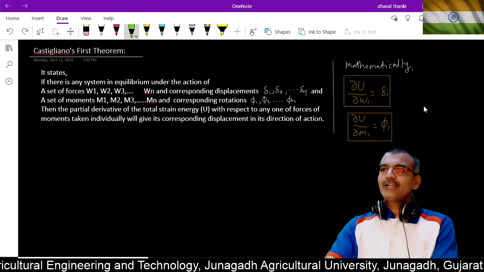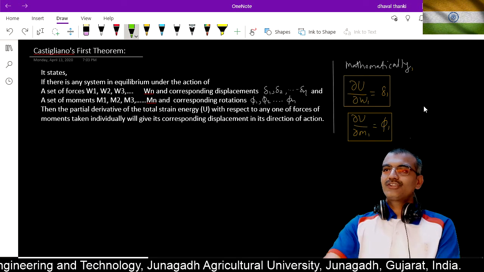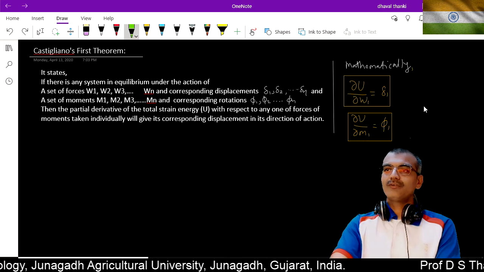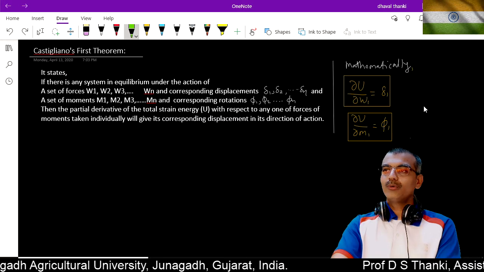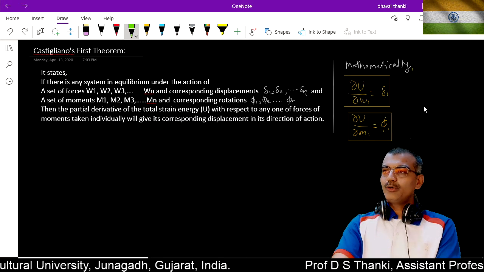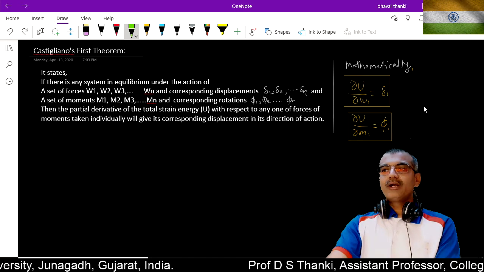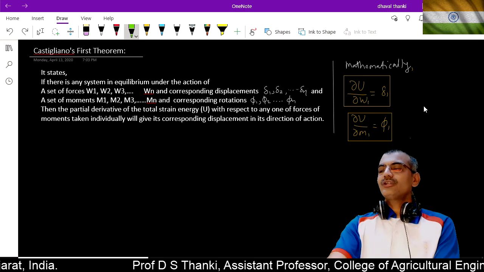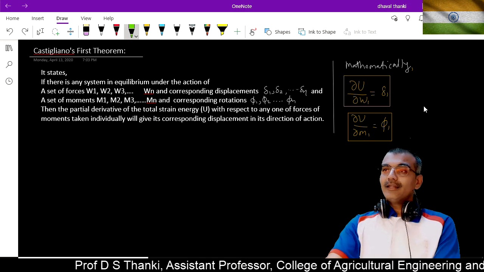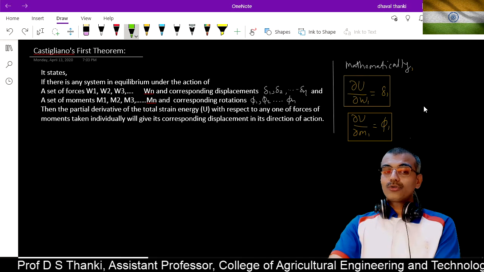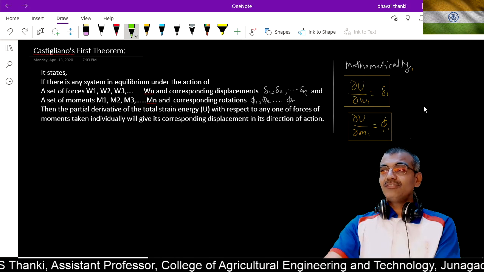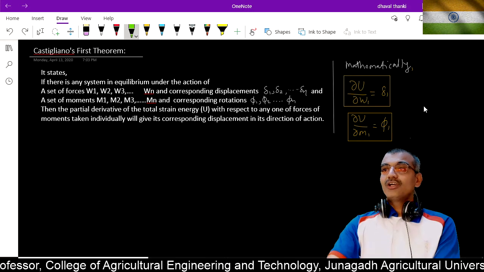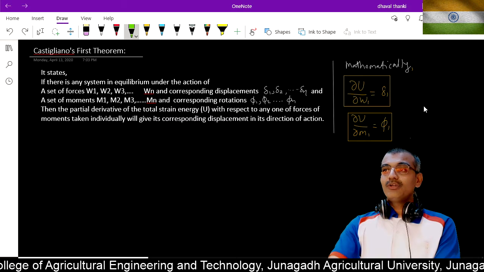So Castigliano's first theorem states that if there is any system in equilibrium under the action of a set of forces W1 to Wn and corresponding displacements, that is delta 1, delta 2 up to delta n, and a set of moments M1 to Mn and corresponding rotations phi 1 to phi n, then the partial derivative of the total strain energy with respect to any of these forces or moments taken individually will give the corresponding displacement in its direction of action.